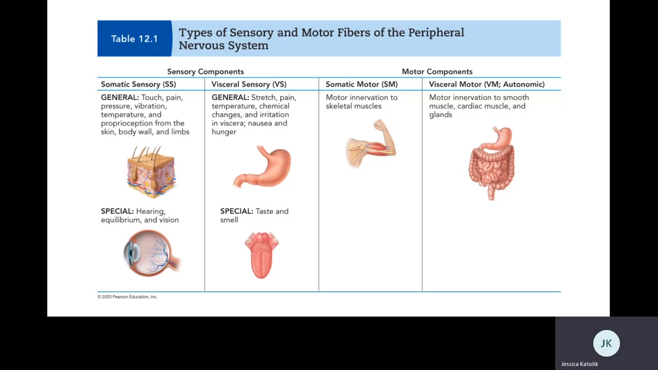And each of these can be divided into general versus special. General refers to being found throughout that area, so it's going to be found in a wider region of the body. And special is going to be localized to only specific regions within the body, like just the eye or just the tongue.